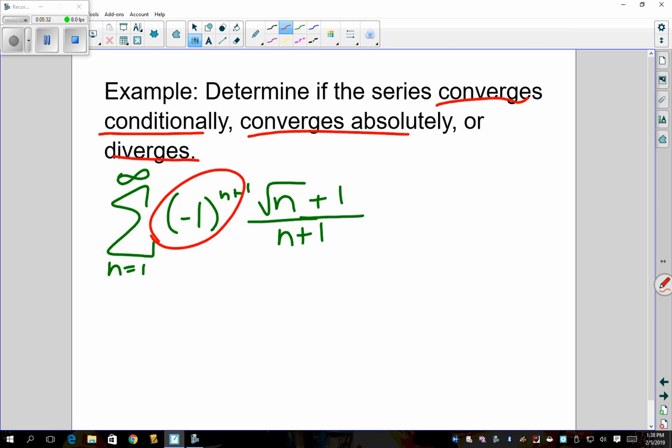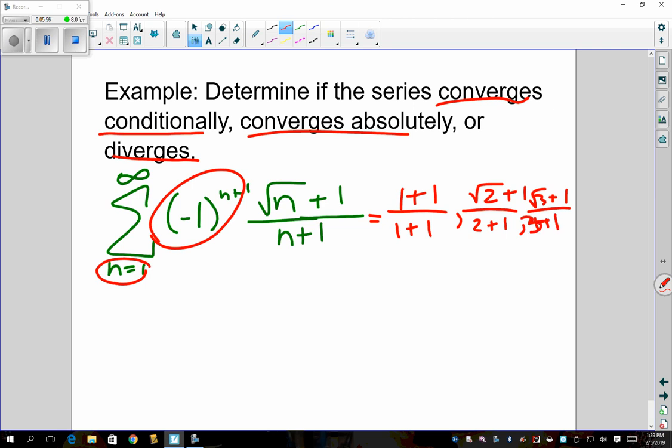First, we're going to check the terms. Are my terms all positive? Yes, they are. The terms are 1 plus 1 over 1 plus 1, square root of 2 plus 1 over 2 plus 1, square root of 3 plus 1 over 3 plus 1. So my terms are positive. They are getting smaller because my denominator is growing faster than my numerator, and the limit is going to 0. All three of those conditions are met, and so this converges.